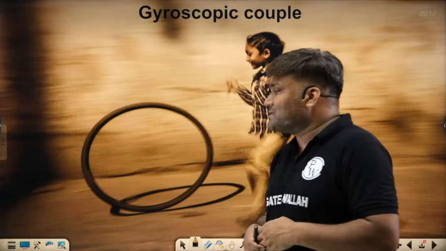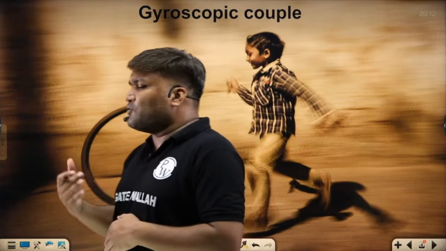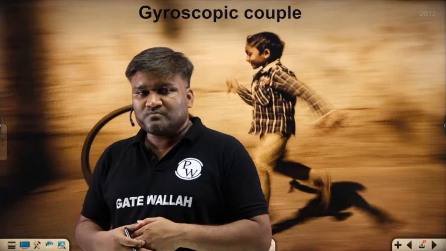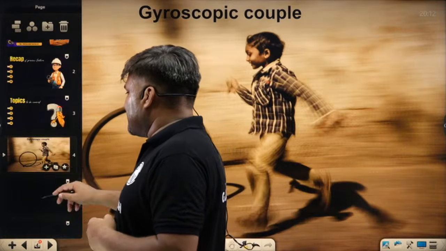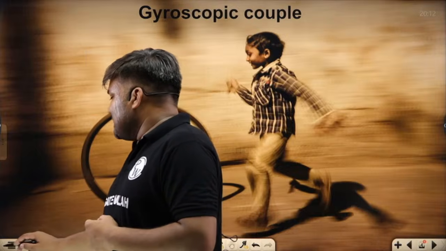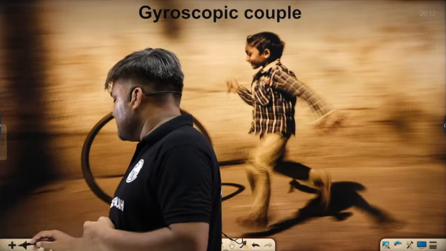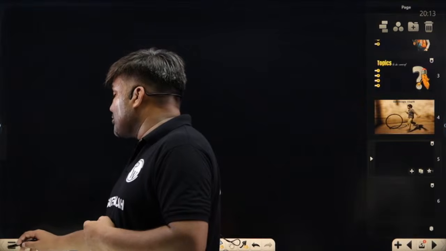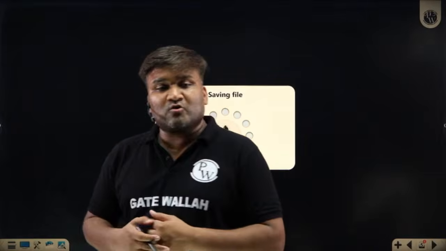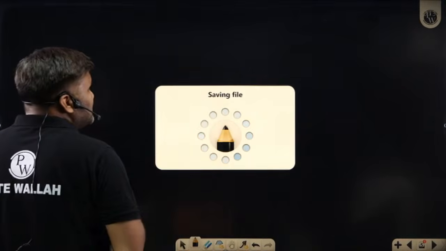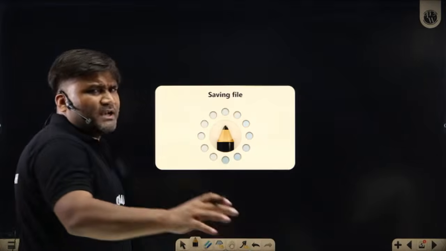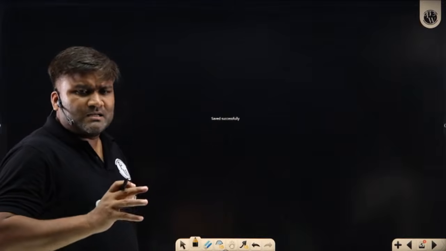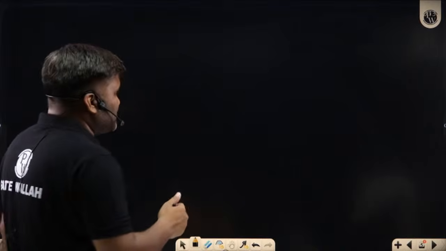So what happens when we rotate something? What magic is happening? Let's try to decode this. This is all happening because of the gyroscopic couple. Let me try to tell you how this gyroscopic couple acts, and without getting into huge mathematical detail, let's try to feel this concept.